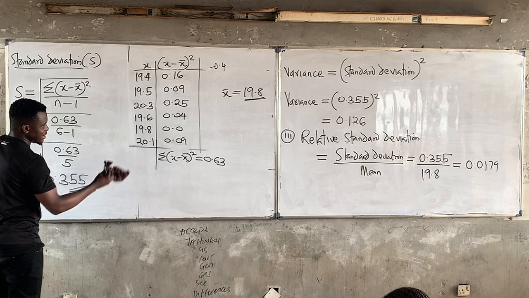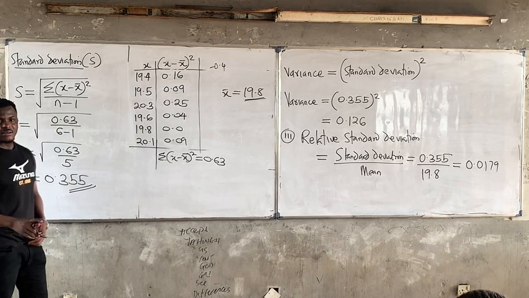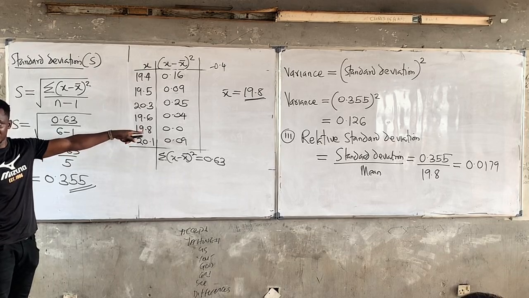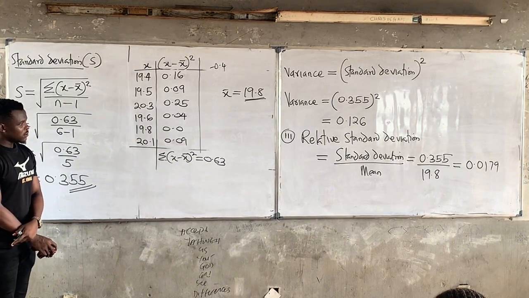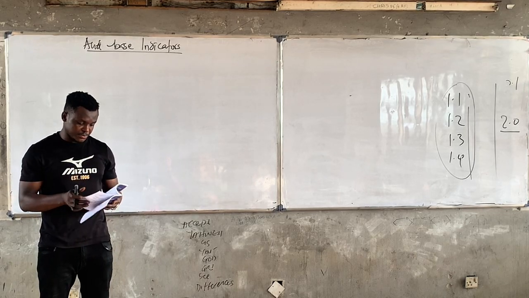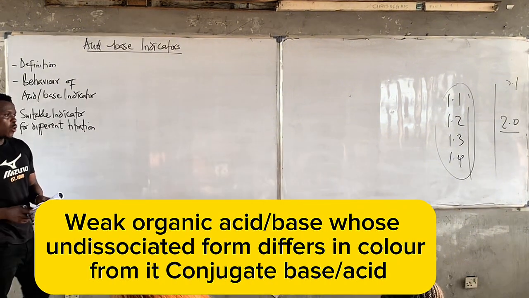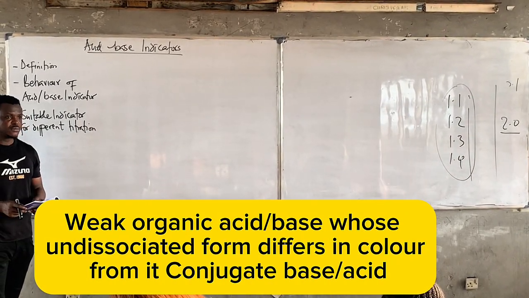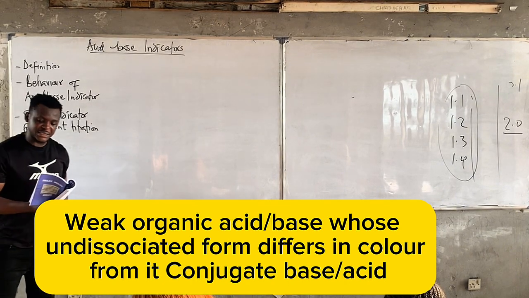So if we are done with this, let's look at error. Then I'll come back to the question they gave us here. Let's look at error. All right, so we want to look at acid-base indicators. Indicators are weak organic acids or bases whose undissociated form differs in color from its conjugate base or acid.